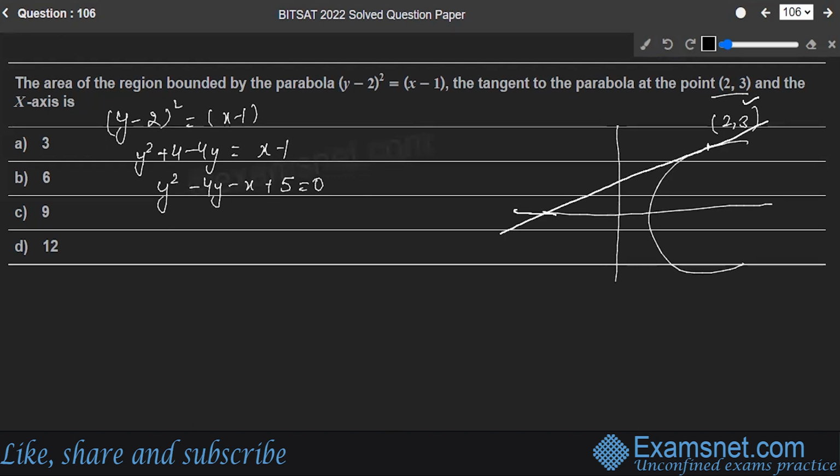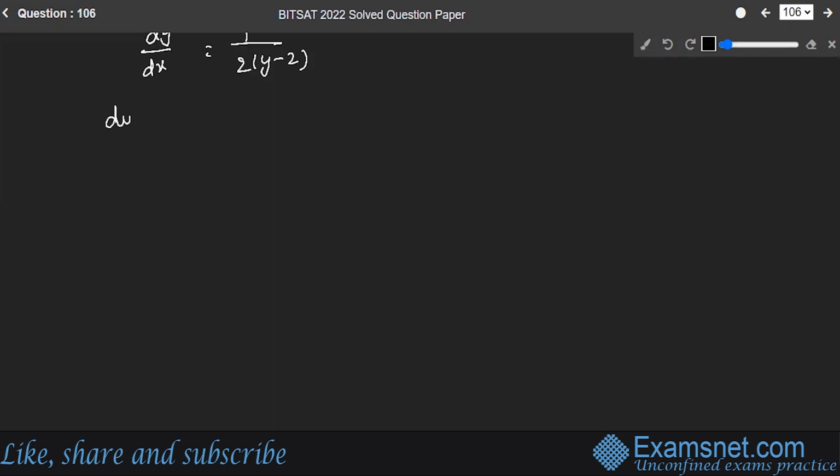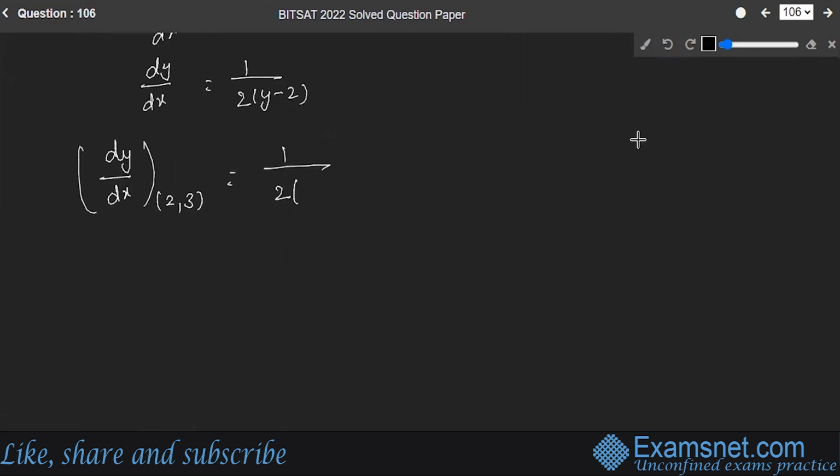This is the equation of the parabola (y minus 2) square is equal to x minus 1, or you have 2 into (y minus 2) into dy by dx is equal to 1, or you have dy by dx is equal to 1 upon 2 into (y minus 2). Now the slope at the point 2, comma 3, or the dy by dx at 2, comma 3 is given by 1 upon 2 into (3 minus 2). But this is equal to 1 by 2. So we got the slope also.